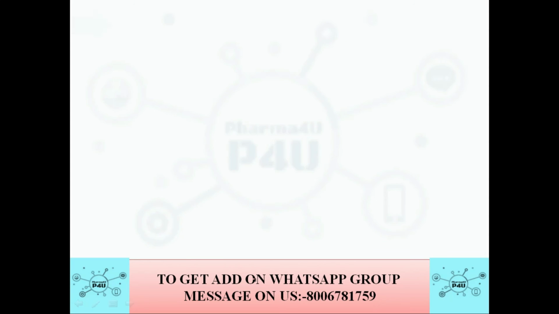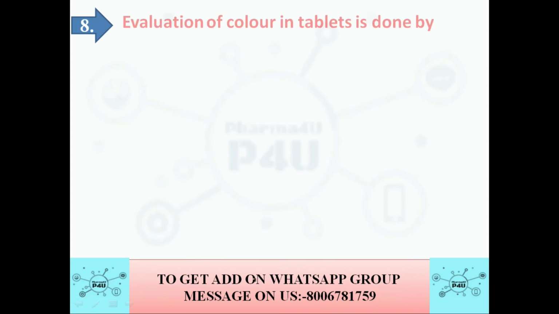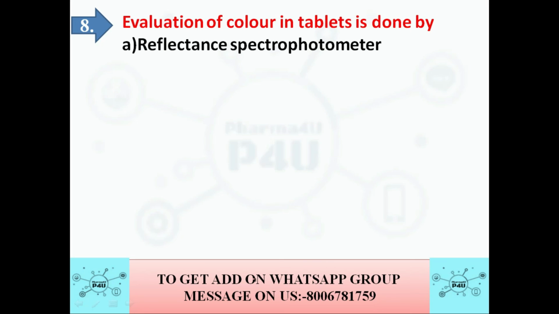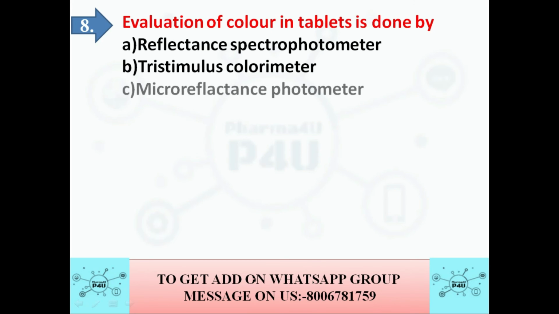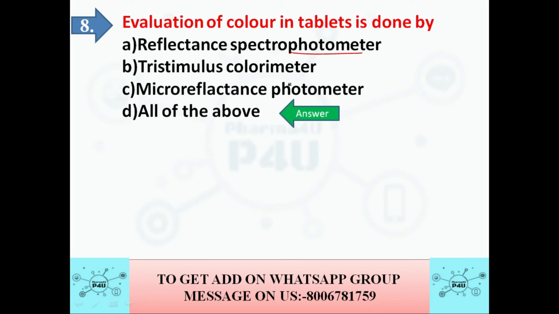Now the next question is, evaluation of color in tablets is done by, option A is reflectance spectrophotometer, option B is tri-stimulus colorimetry, option C is microreflectance photometer and option D is all of the above. So the evaluation of color in tablets is done by which equipment? The correct answer is all of the above, means these three equipments are used in the evaluation of color in tablets.